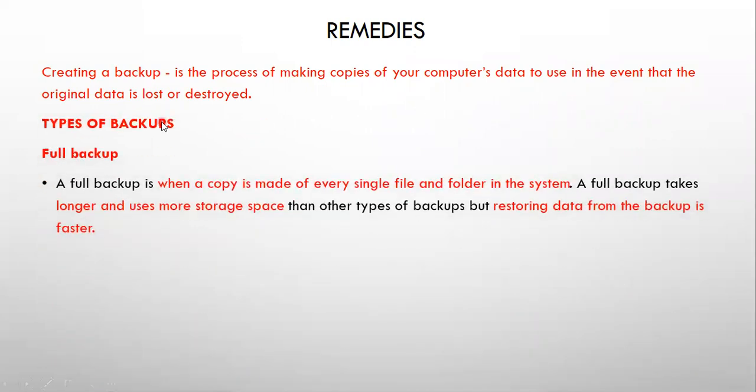Now, talking about backups, there are different types of backups. One is a full backup. A full backup is when a copy is made of every single file and folder in the system. So a copy is made of all your files and all your folders. That's a full backup. It will take longer and uses up more storage space because you're copying all your files and folders.